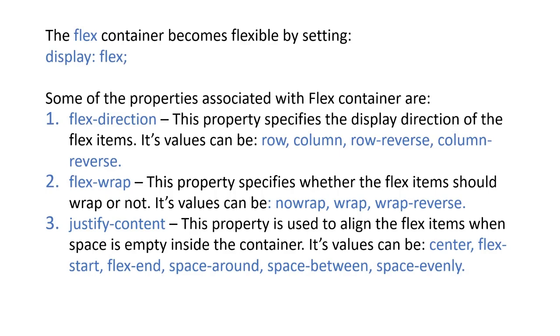Some of the properties associated with the flex container are: 1. Flex direction. This property specifies the display direction of the flex items. Its values can be row, row-reverse, column, column-reverse. 2. Flex wrap. This property specifies whether the flex items should wrap or not. Its values can be nowrap, wrap, wrap-reverse. 3. Justify content. This property is used to align the flex items when space is empty inside the container. Its values can be center, flex-start, flex-end, space-around, space-between, space-evenly.